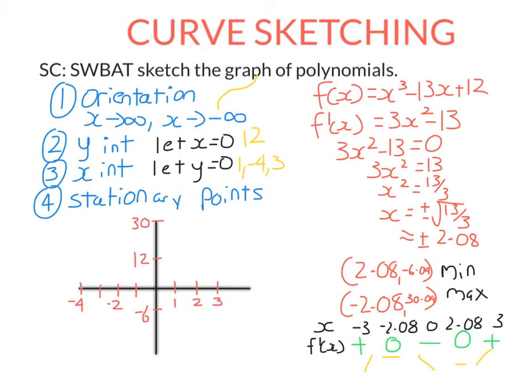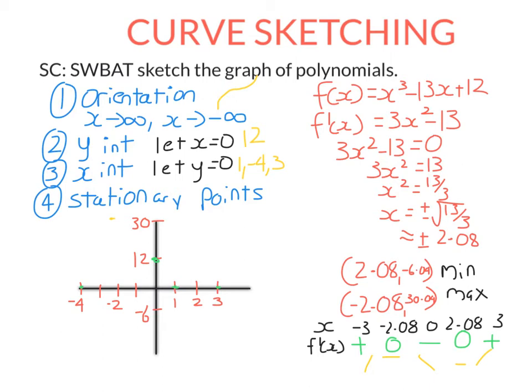It will go through the x-intercepts at -4, 1, and 3, y-intercept of 12. So it's got a stationary point at minus 2.08 and 30.04, so it's going to be up around here. Can just estimate that point. And then 2.08, minus 6.04 down here is a minimum turning point.